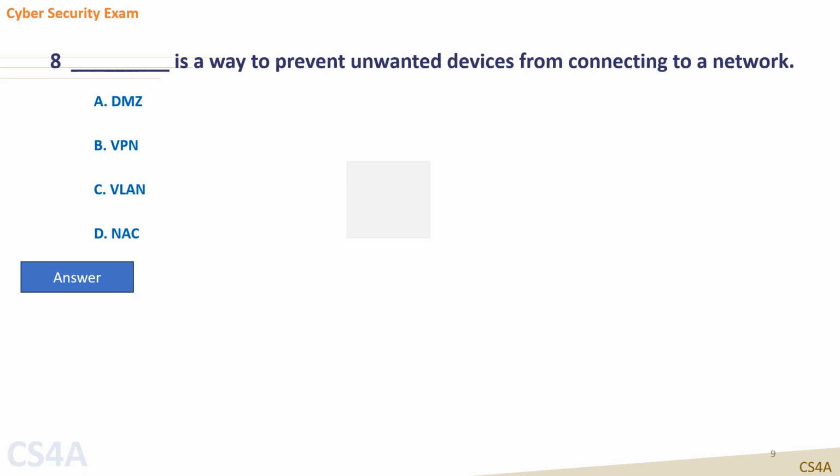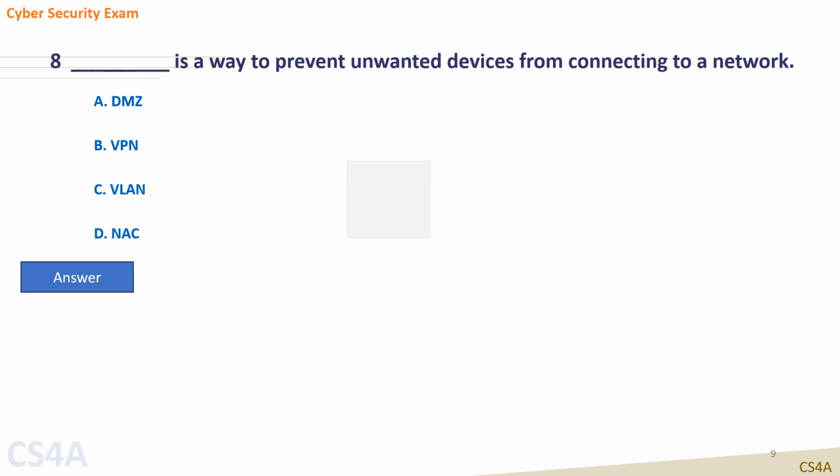Here the question is, DAS is a way to prevent unwanted devices from connecting to a network. So here the option is DMZ. So DMZ is not the correct one. DMZ is a kind of security system placed in a network perimeter. So that is not the correct one. And the DMZ usually won't filter or do any rules for the connecting devices. It just provides the isolation between the public network and the private network.